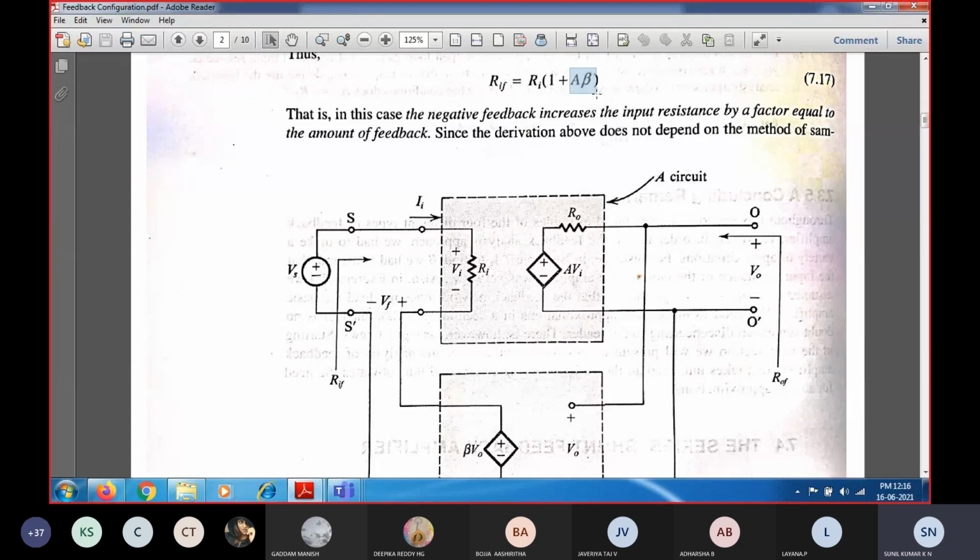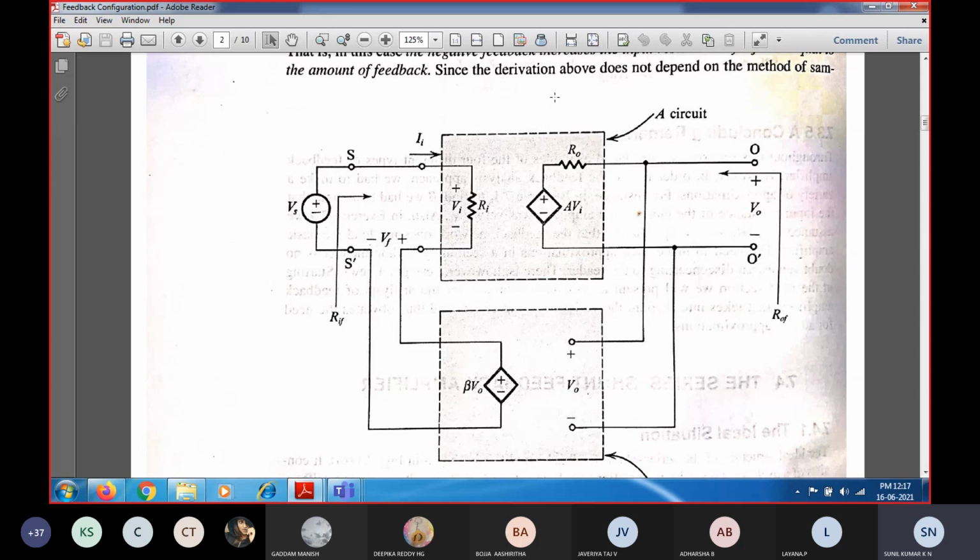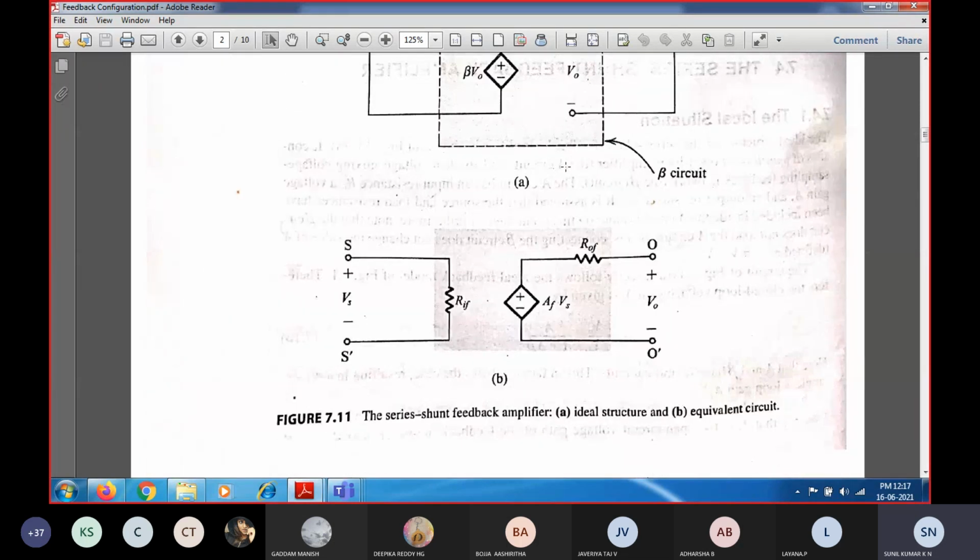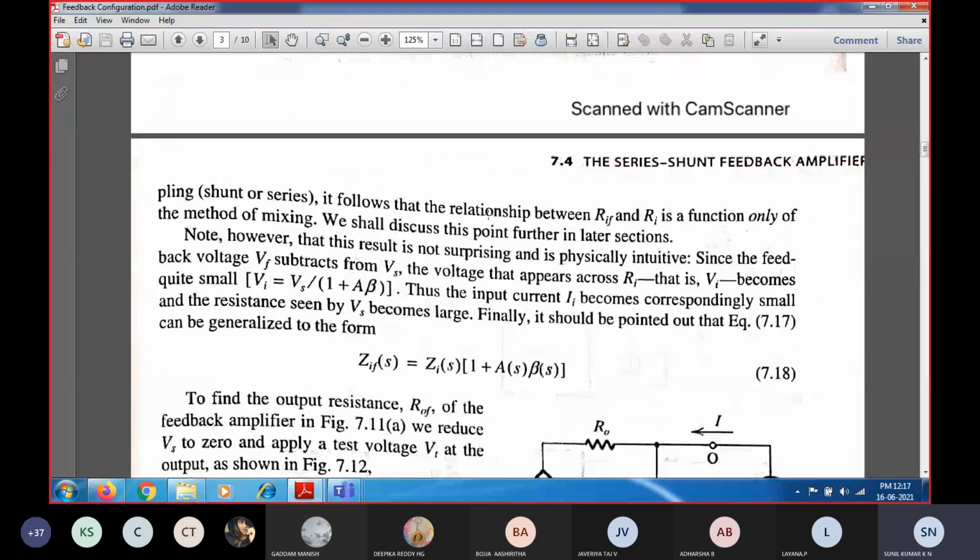So we know that A into beta will be greater than 1, correct? So it is going to increase the input impedance by a factor of 1 plus A into beta. If I generalize the expression in terms of impedance, it will have a complex frequency variable term, because the feedback network along with the amplifier network depends upon the frequency of the input signal.